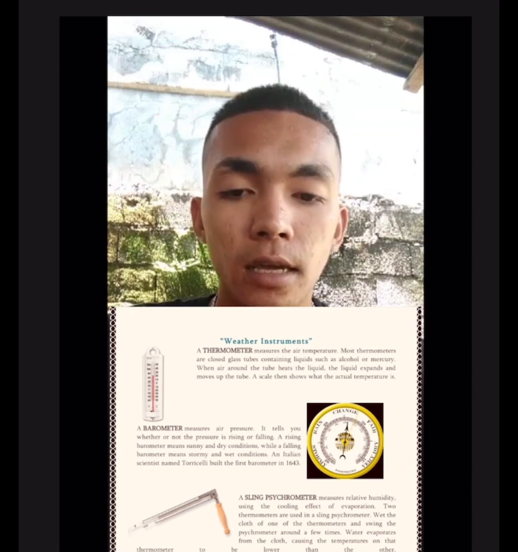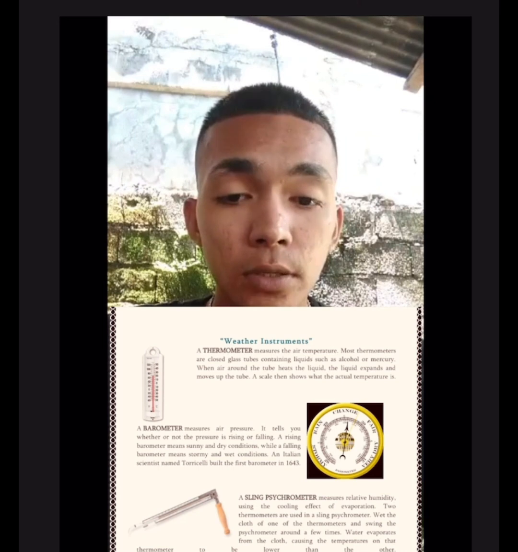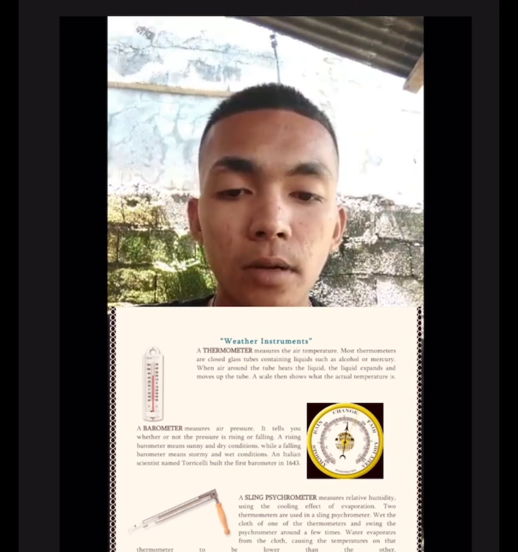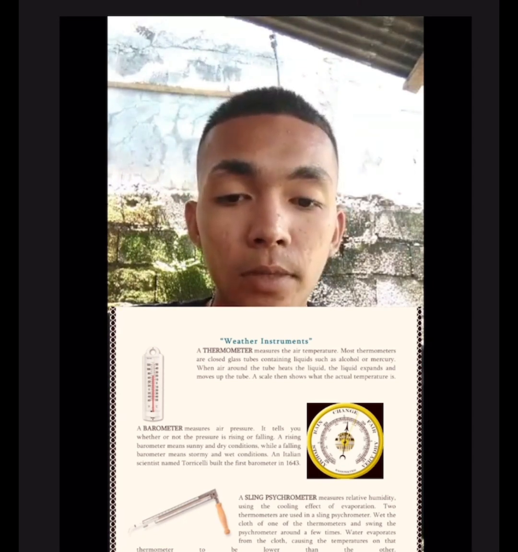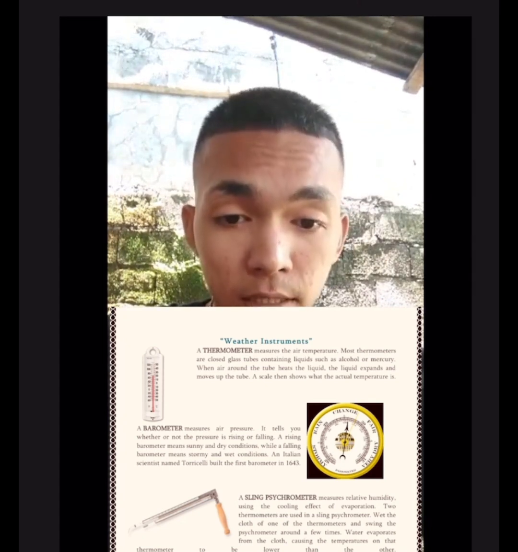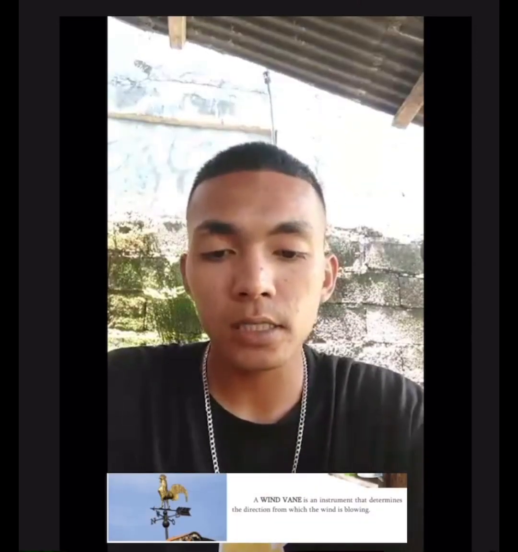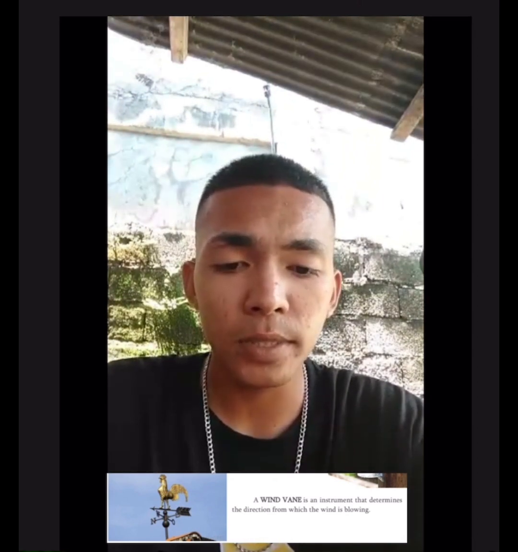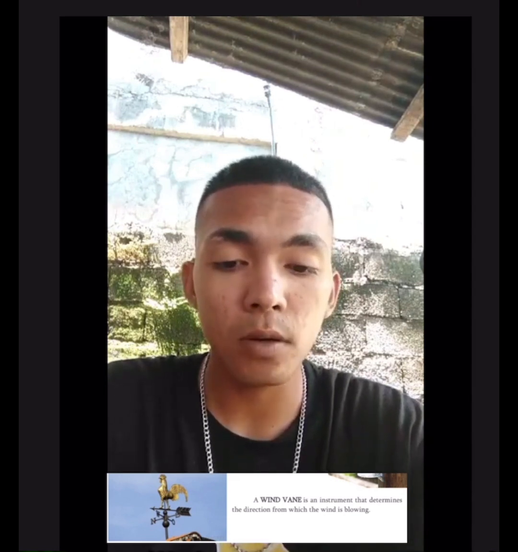Second is a barometer. It measures air pressure. It tells you whether the pressure is rising or falling. A rising barometer means sunny and dry conditions, while a falling barometer means stormy and wet conditions. An Italian scientist named Torricelli built the first barometer in 1643. The third one is a wind vane, an instrument that determines the direction from which the wind is blowing.